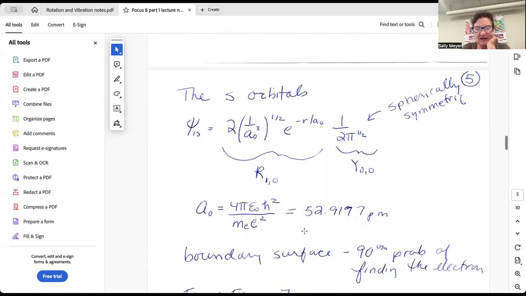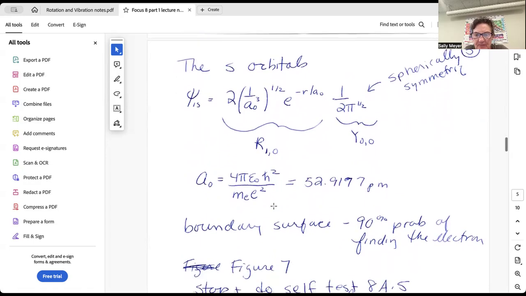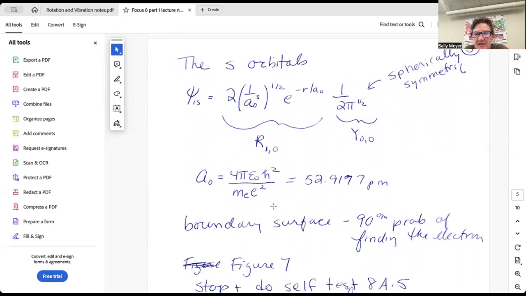A0, we have a numerical value, but it's also a function of all these constants, which you'd see if you did the total solution of Schrodinger's equation. It's pretty common, in order to represent the shape of an orbital, to show you the function where you have 90% probability of finding that electron. That's called a boundary surface.